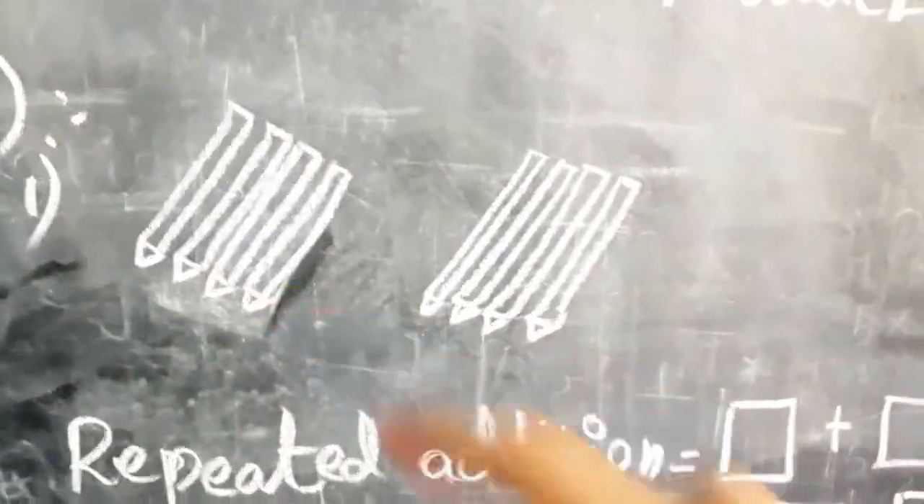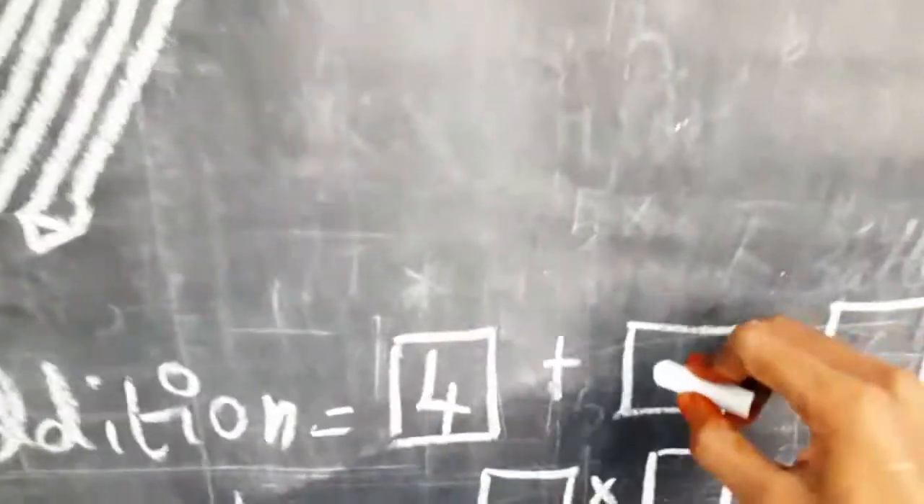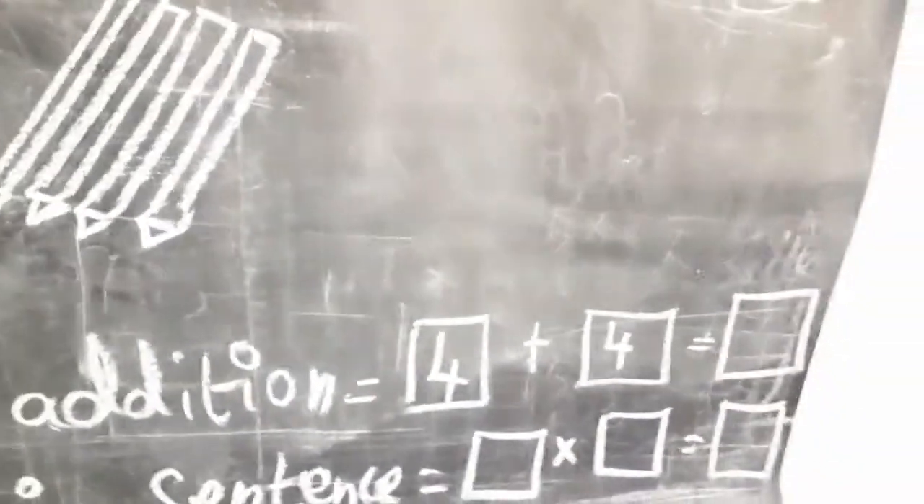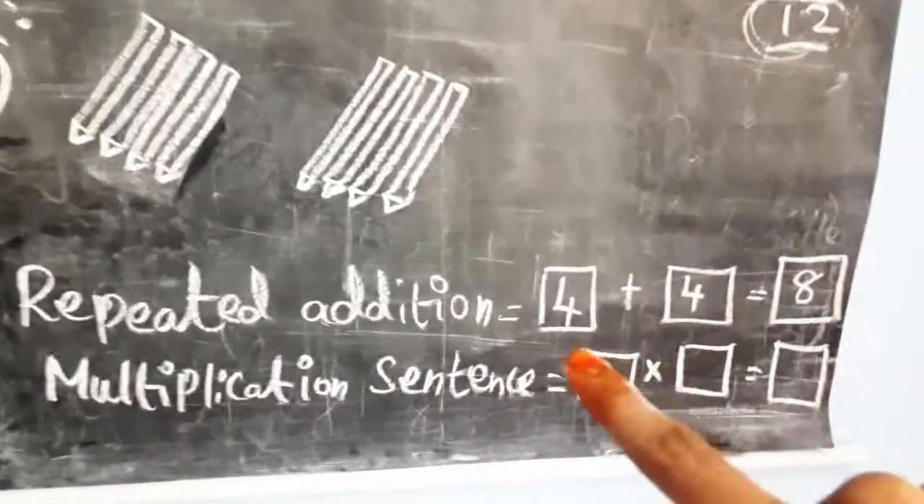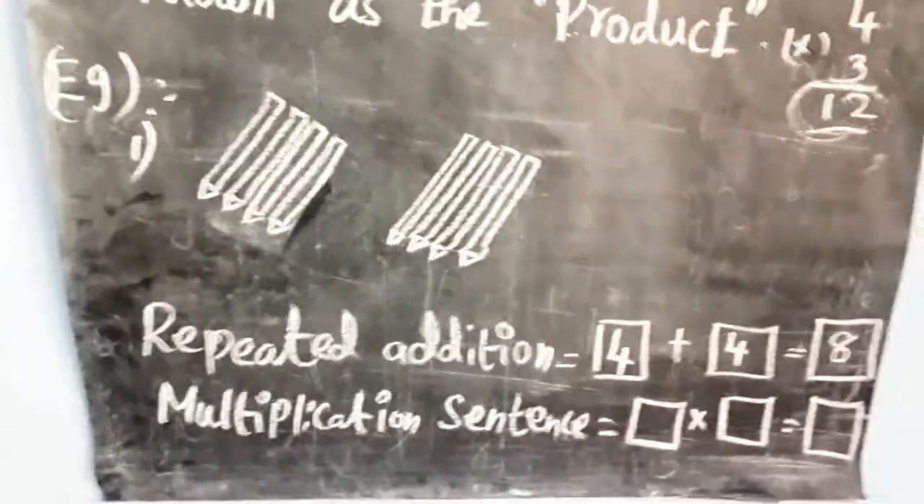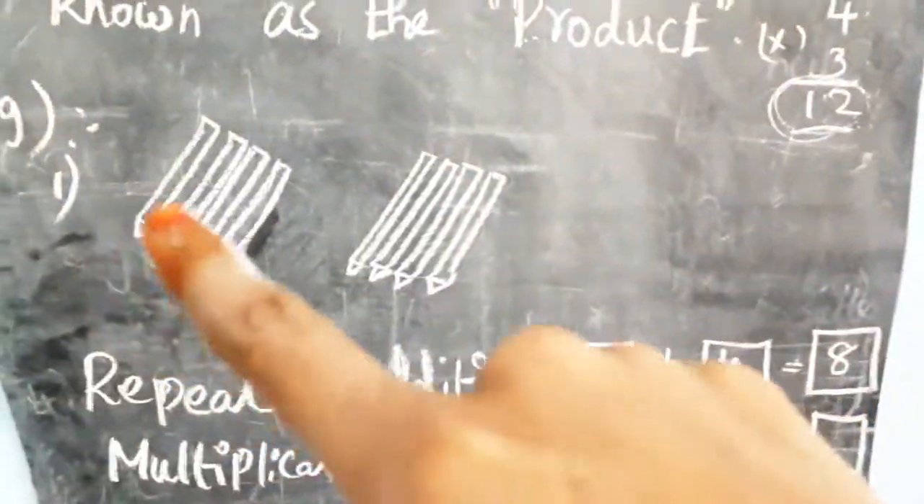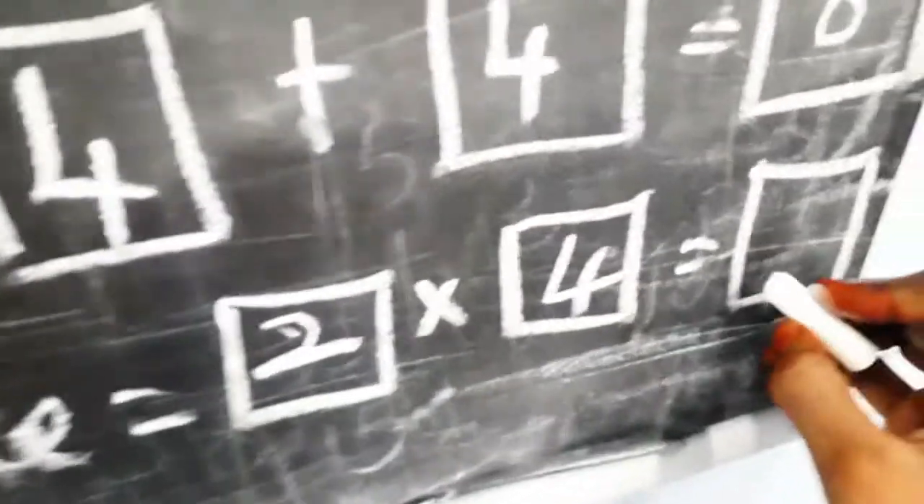In each group, how many pencils? Yes, 4. So you have to write a 4. Then another group. Yes, 4. So 4 plus 4? Yes, 8. That is a repeated addition, adding the same number again and again. Then the multiplication table. Yes, 4 is 2 times. Here 1 time, here 2 times. So 2 into 4, yes, 8. That is a multiplication sentence.